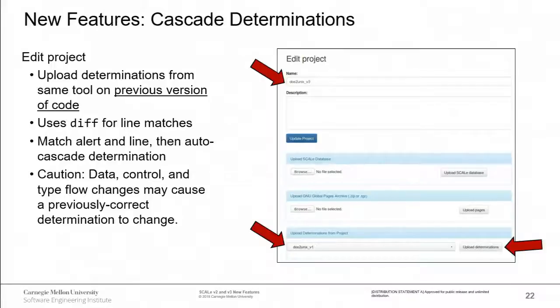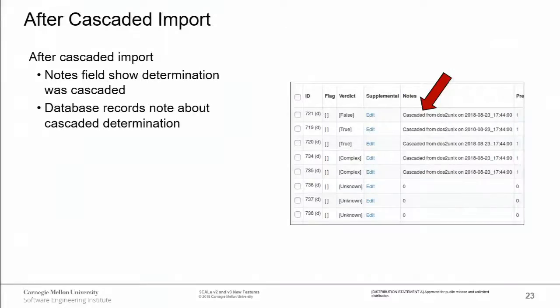Now this feature should be used with caution because data flow, control flow, and type flow changes may cause a previously correct determination to change in the new version of the code. After the cascaded import, the notes field shows that the determination was cascaded. The database records note includes that cascaded determination note, as you can see in the screenshot on the right.